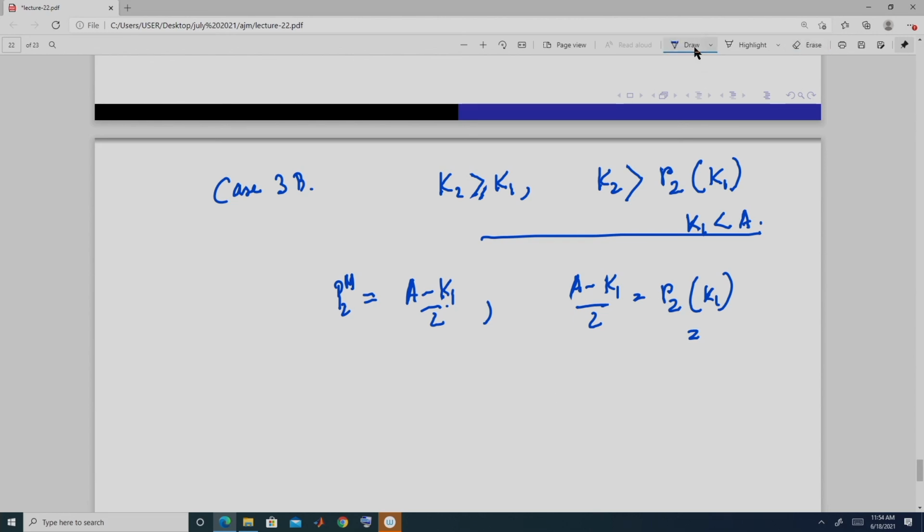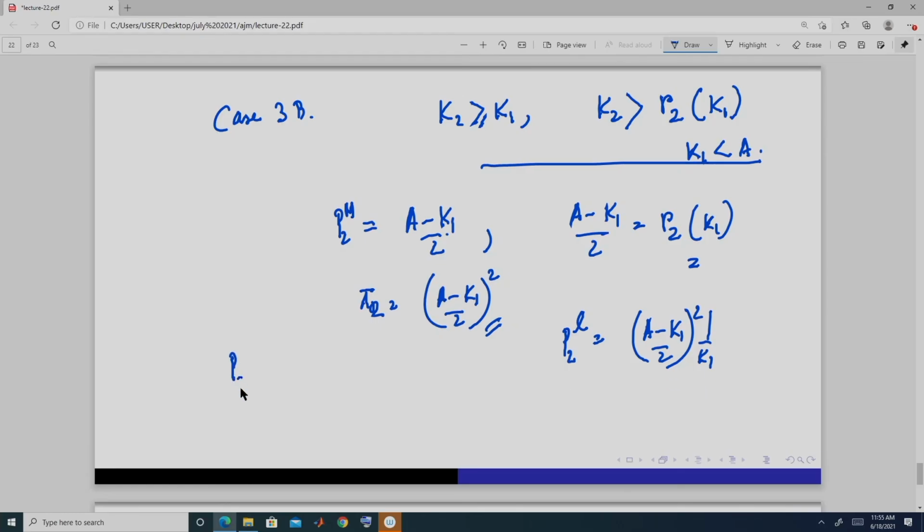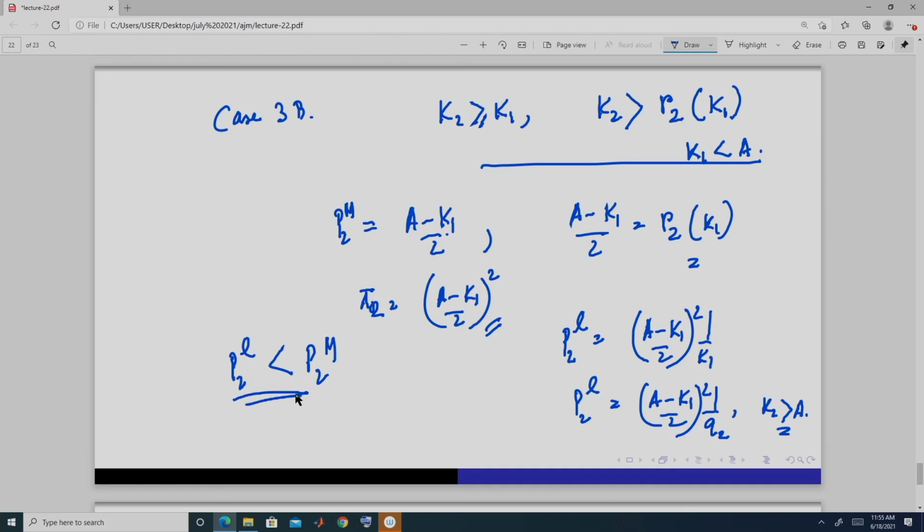Now, similarly here the profit of firm 2 is this. Based on this we can derive another price, P2L, which is less than P2M, like this, if K2 is greater than this in this case. Now, here again we know the price is going to oscillate between these two prices.